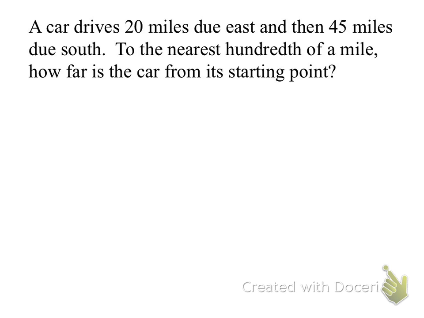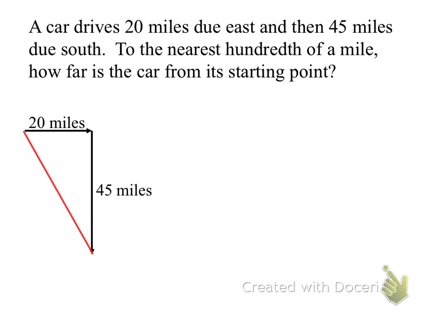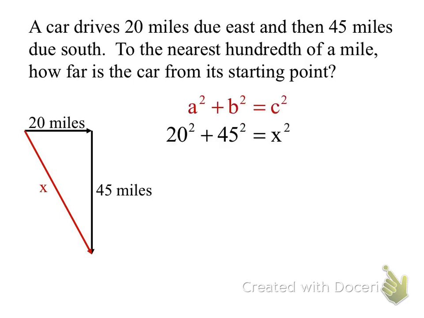A car drives 20 miles due east, and then 45 miles due south. To the nearest 1/10 of a mile, how far is the car from its starting point? So what it's creating for us is this nice right triangle. That's the closest point way back to the starting point. So here is your right angle. The distance back becomes your hypotenuse. Questions? And then we do something like, 20 squared plus 45 squared equals x squared.